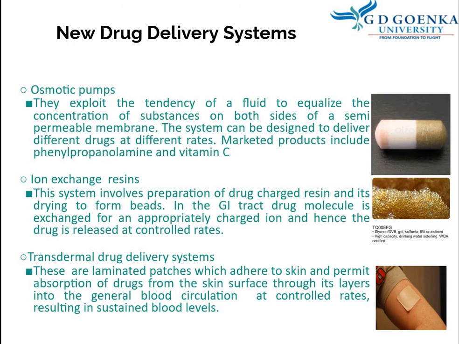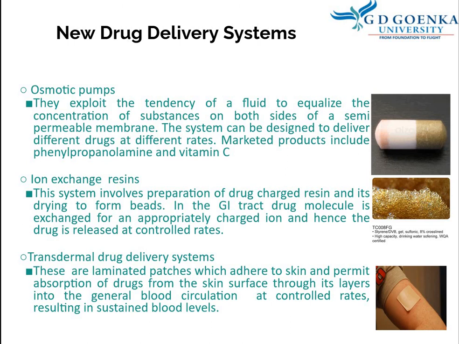Next is ion exchange resins. This system involves preparation of drug-charged resin and its drying to form beads. In the GI tract, the drug molecule is exchanged for an appropriately charged ion, and hence the drug is released at a controlled rate. Formulating a drug substance as ion exchange resin not only helps to control the release of the drug, more importantly, it helps to mask the bitter taste of the drug.